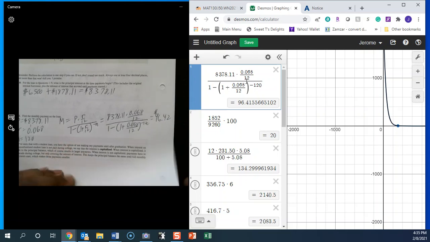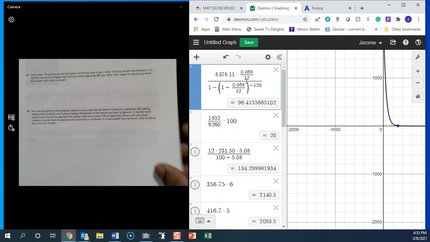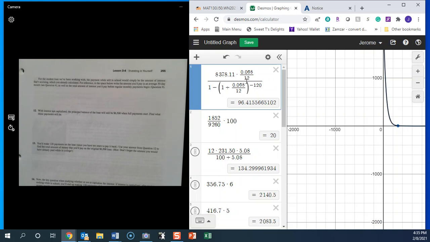All right. Move on to the next page. All right, so it says for the student loan we've been working with, the payment while still in school would simply be the amount of interest that's accruing, which you already calculated. For reference, in the space below, write the amount you pay in an average 30-day month, as well as the total amount of interest you pay before regular monthly payments begin.